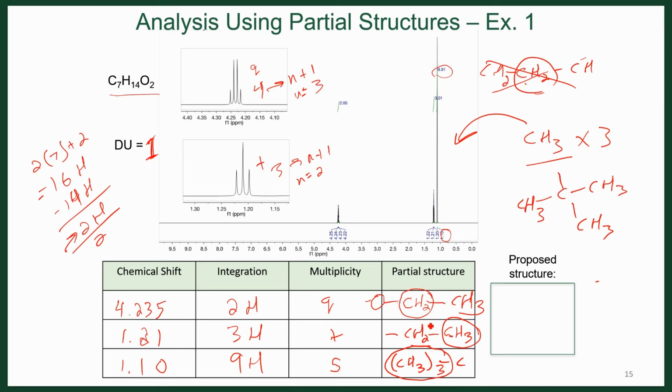So if we put our partial structures together here, we have our ethyl group, and then we have our T-butyl group, and then we're missing something in this. So if we look at this, we have 4 carbons associated with this, 5, 6, and you can see that we needed a total of 7. We're also missing one of the oxygens. We can infer the existence of this oxygen here.